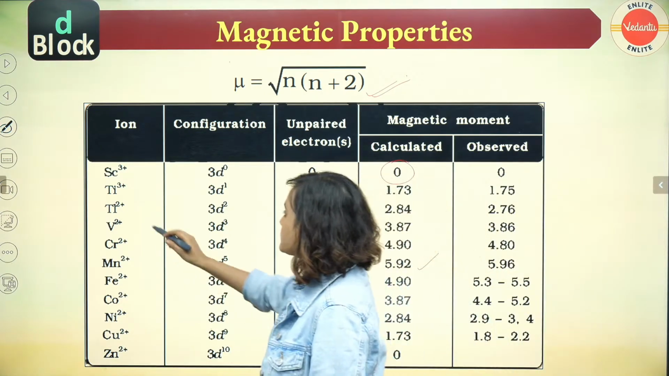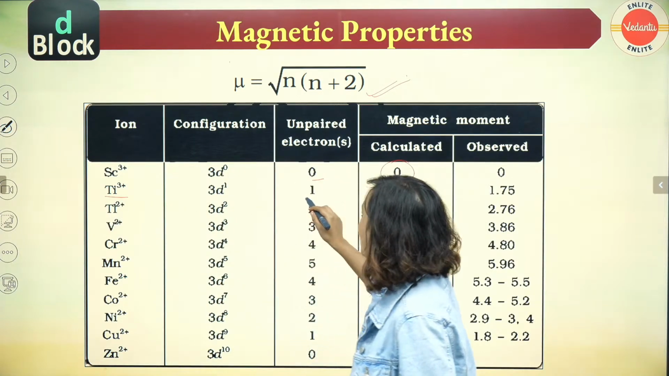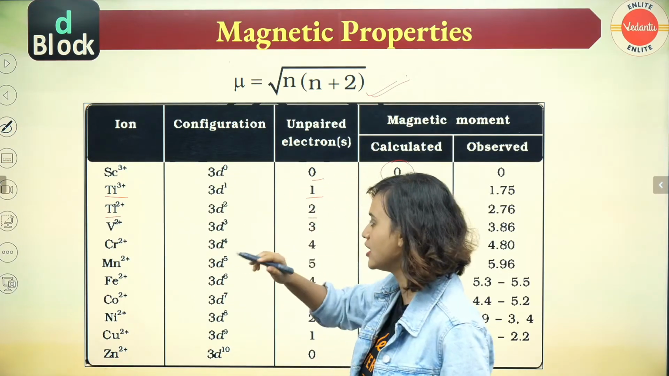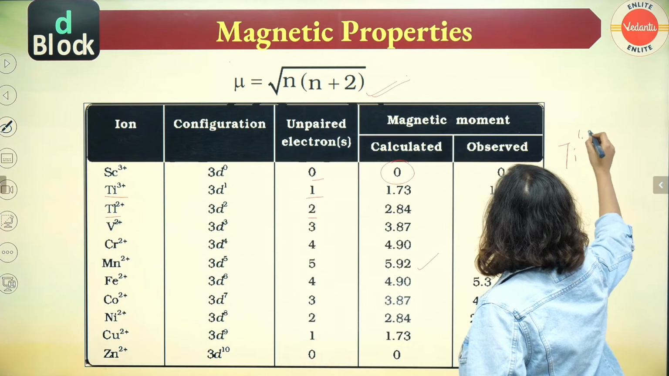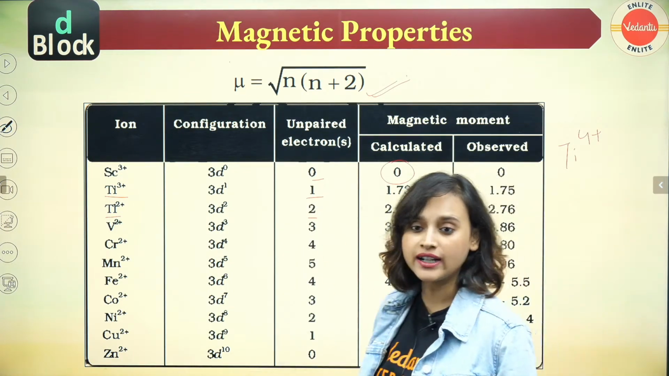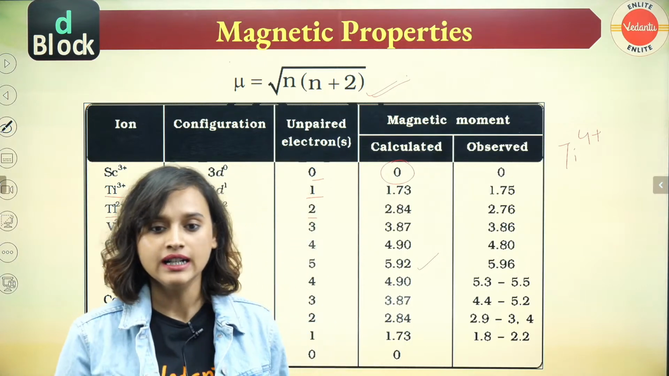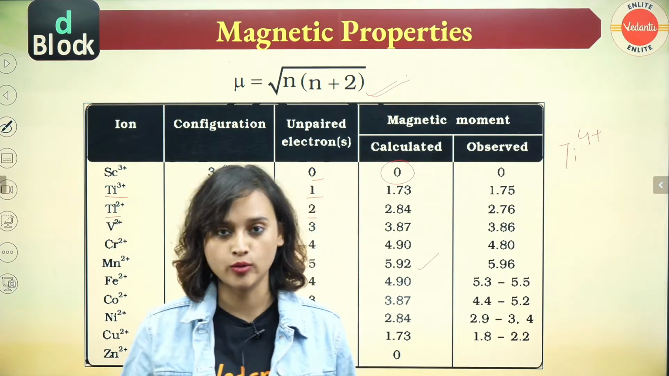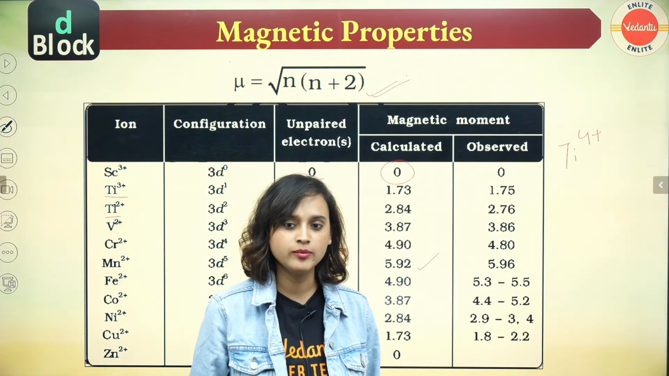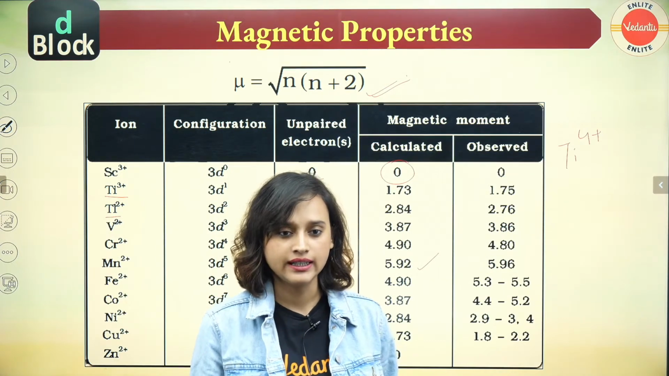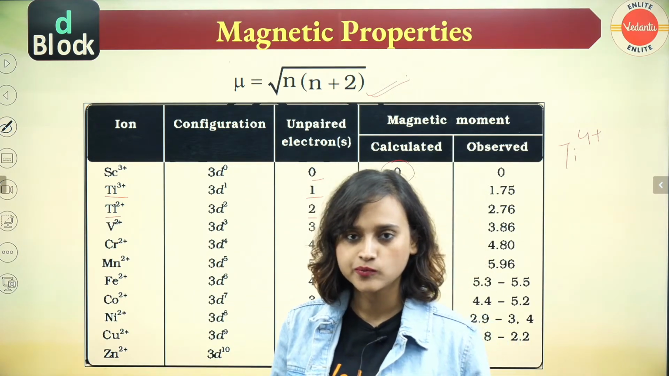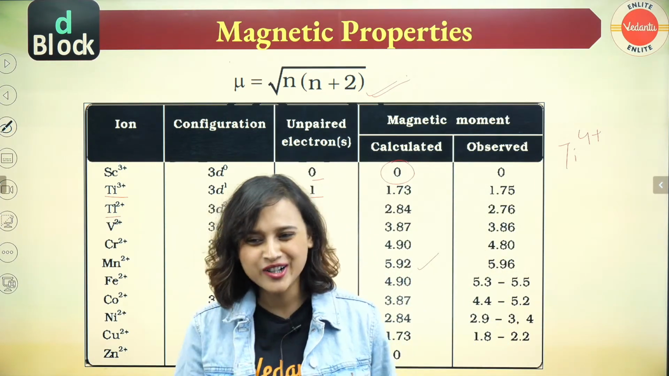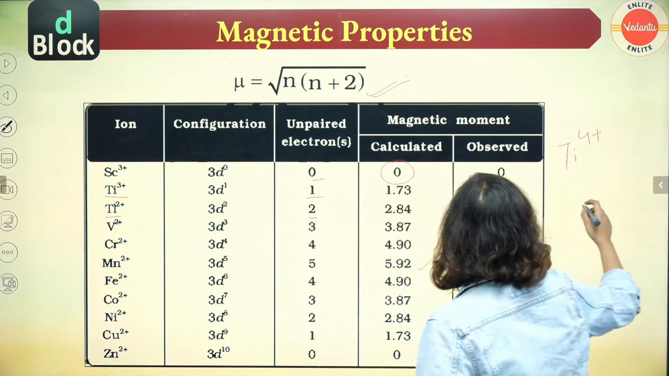Now take a look at this. Titanium 3 plus has 1 unpaired electron. Titanium 2 plus has 2 electrons. Now tell me, if I write Ti4 plus, what will be the magnetic moment of this? Tell me the answer. What will be the magnetic moment, everyone? Think. Come on. Very good. Harshit is the first one who answered. It will be 0.